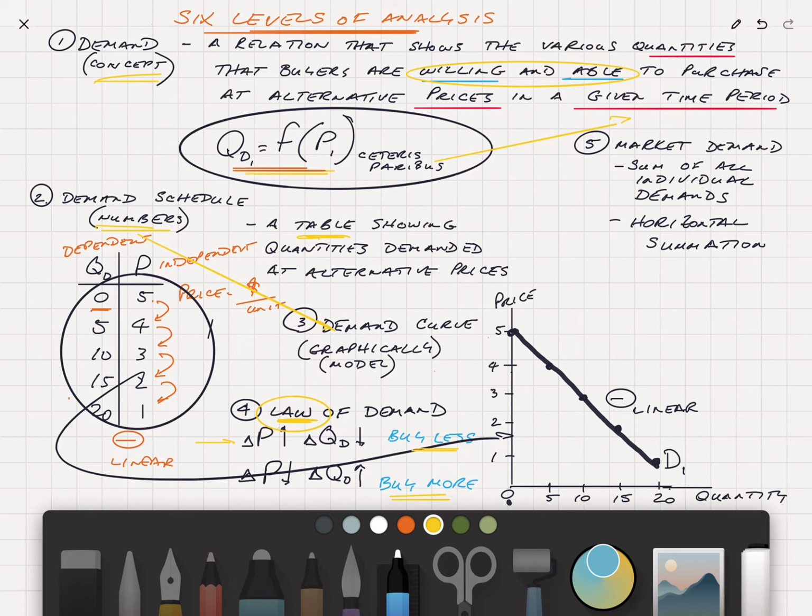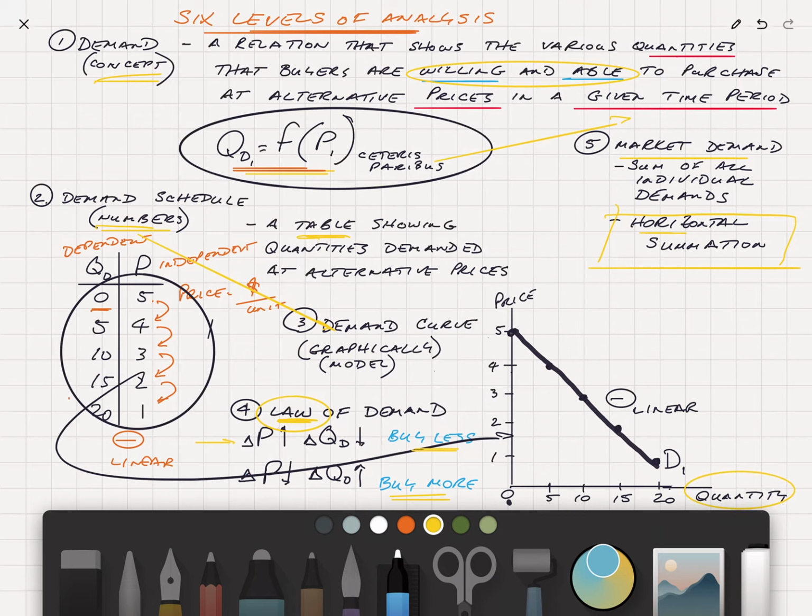Level of analysis number 5 is market demand. Market demand is nothing more than the sum of all individual demands. I'm going to ask you a question here, and I'm going to give you a brief second to think about it. You can actually pause your movie and think about it and then restart it. Market demand is the sum of individuals' demands. They call that horizontal summation. Why? Well, the answer is it's horizontal summation because the only things that you add up are on the horizontal axis.